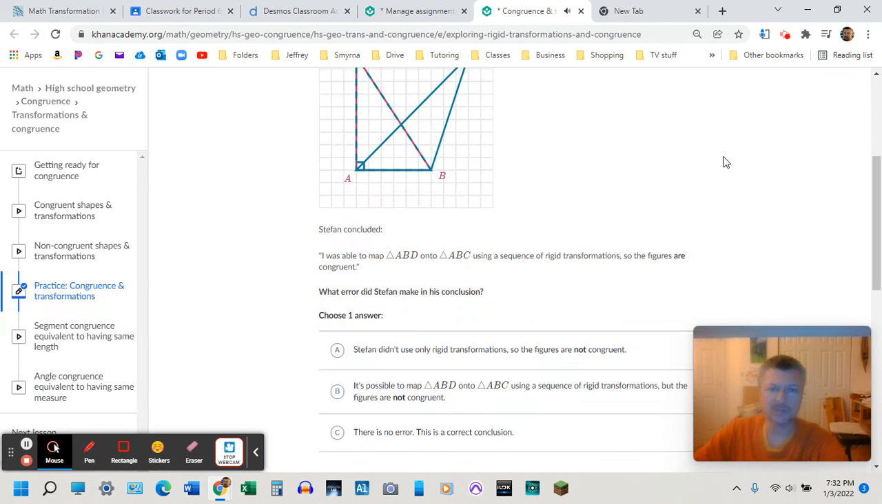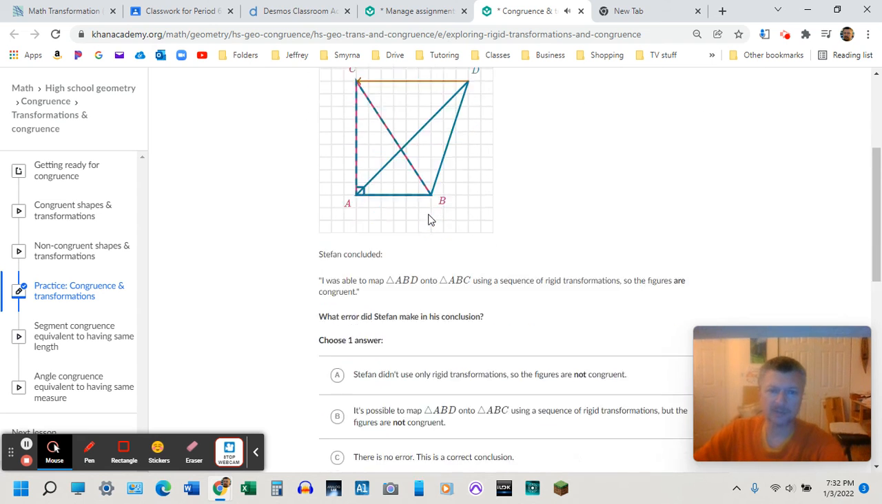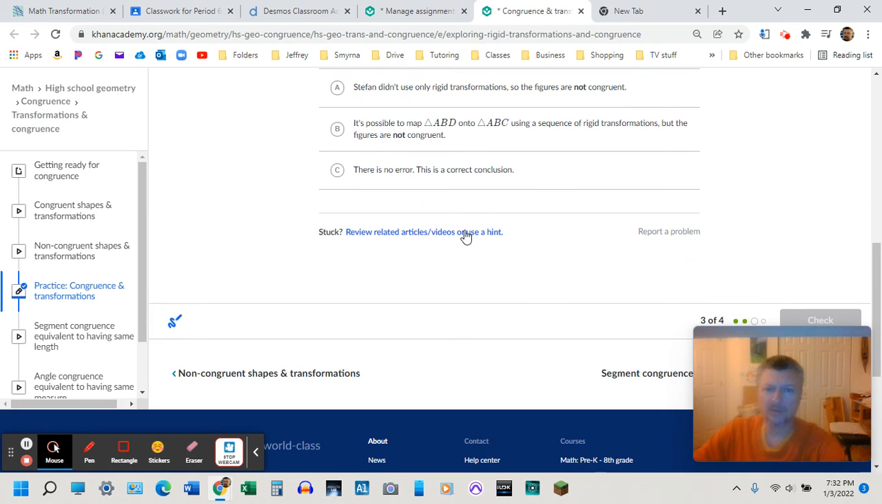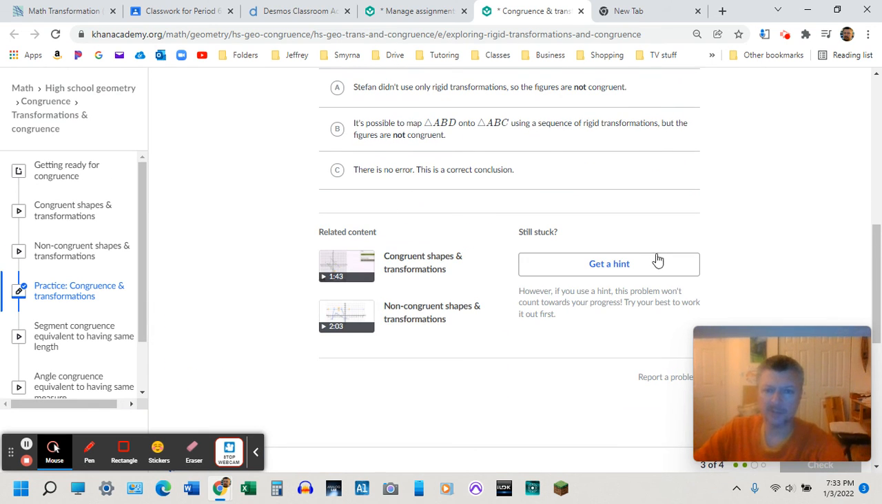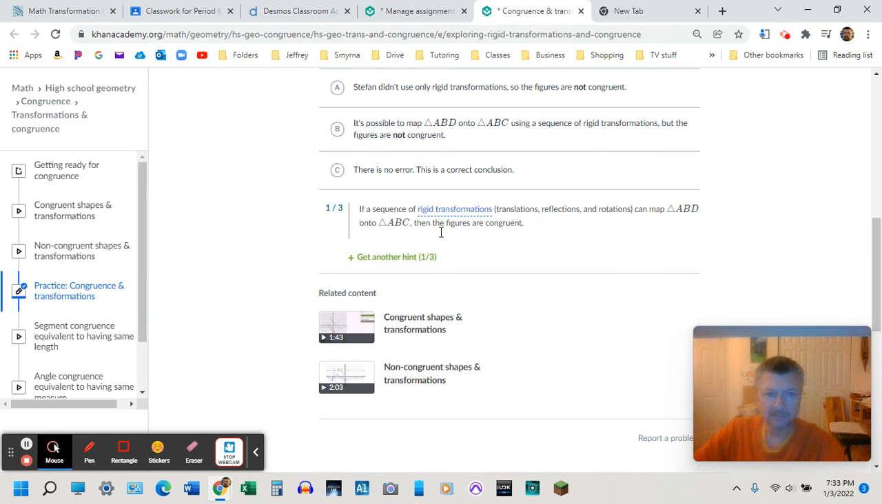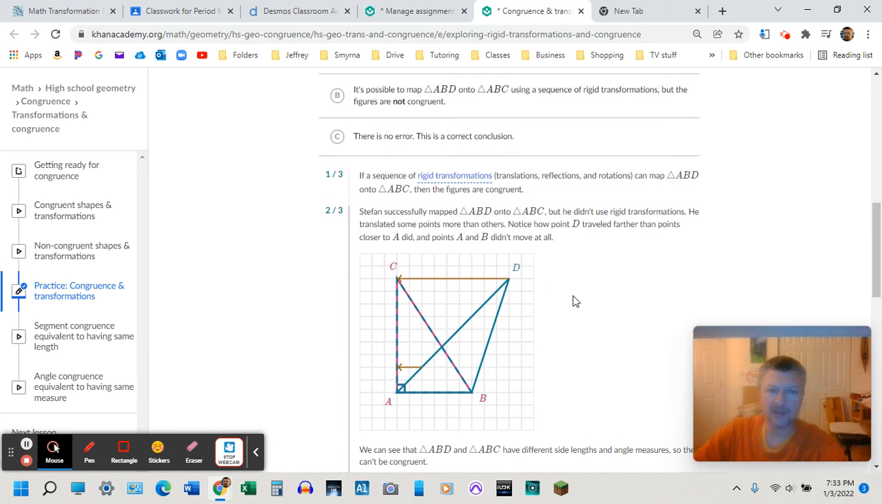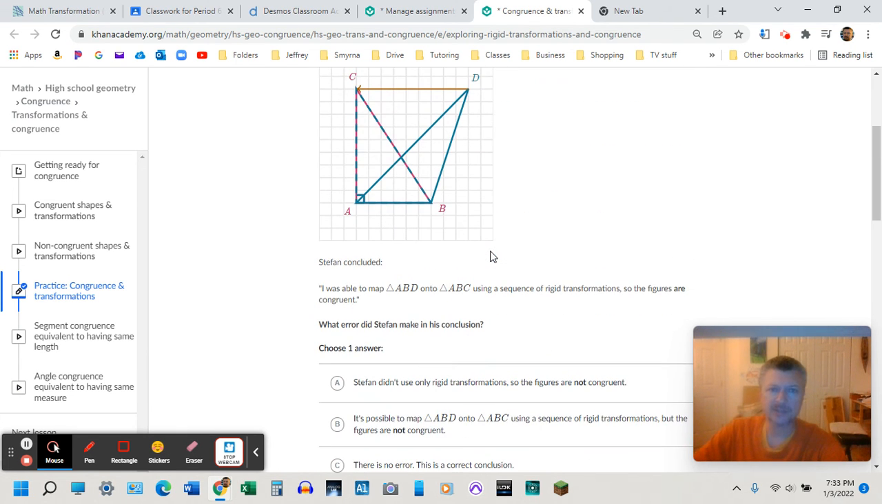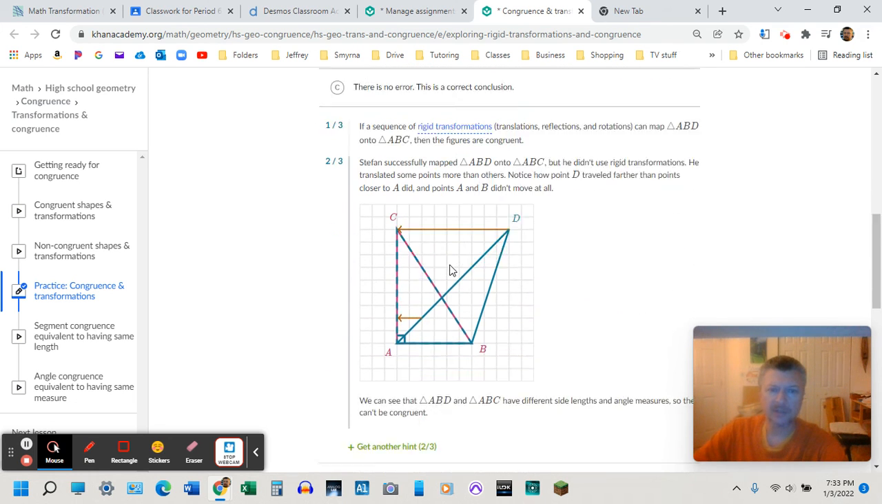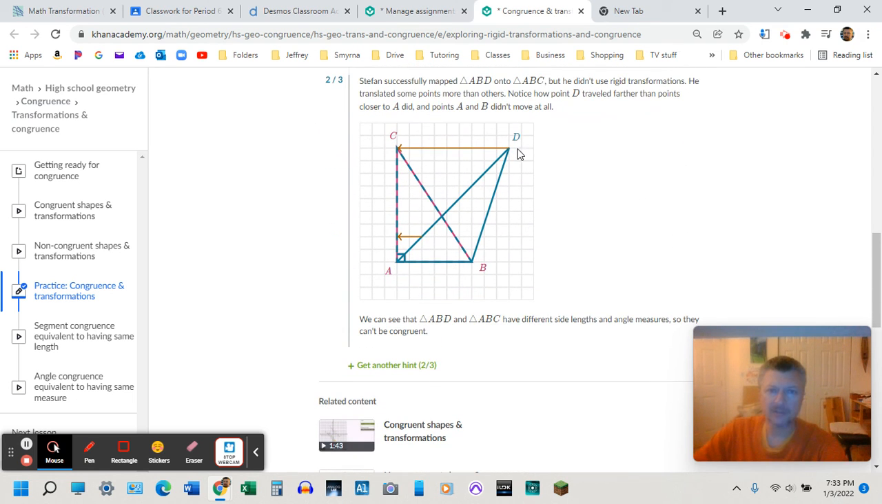Okay, so let me just look at one more. So let's say, I don't know what the heck's going on here. Let's say you don't know what's happening and you read the question and you're confused. Of course, you get a hint, right? Okay, so it gives you a little explanation there. It shows you this. So what he did, it shows what happened here.